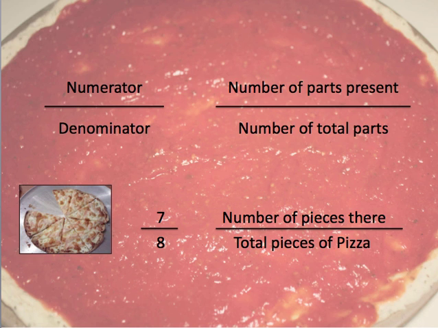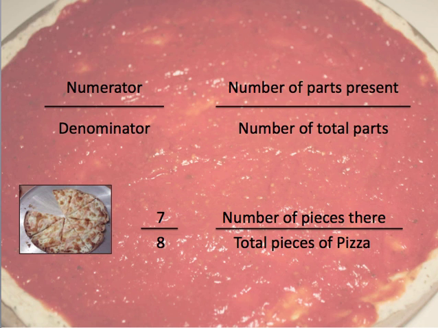So let's start with a refresher of what exactly the parts of the fraction are. Our number on the top is called the numerator. The number on the bottom of the fraction is called the denominator. The numerator is the number of parts that are currently present, and the denominator is the number of total parts.